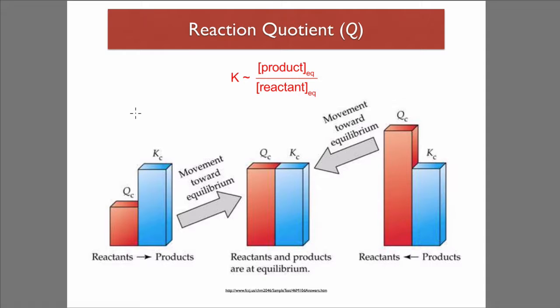Here's a nice graphical representation of that. When the equilibrium constant is greater than the reaction quotient, the rate of reactants forming products will be greater than products forming reactants, and you're moving towards the equilibrium balance. If the reaction quotient is greater than the equilibrium constant, then the rate of products forming reactants will be greater than the rate that reactants form products. And of course, when they are balanced, reactants and products are at equilibrium.